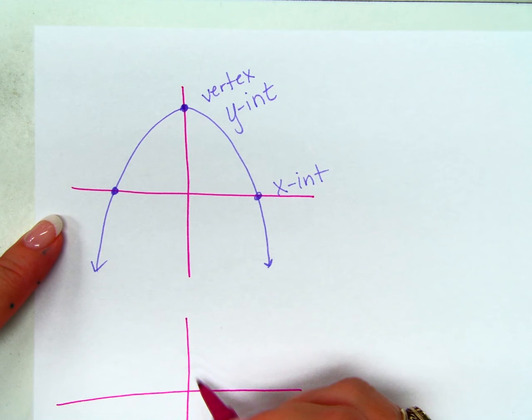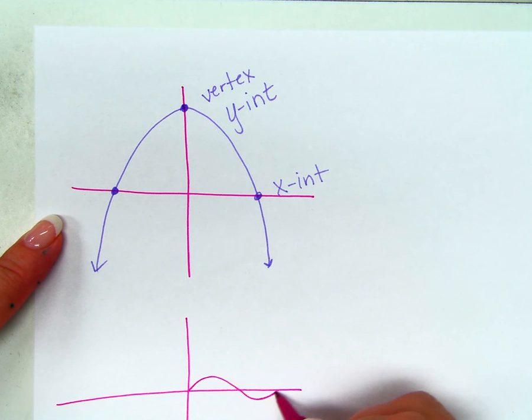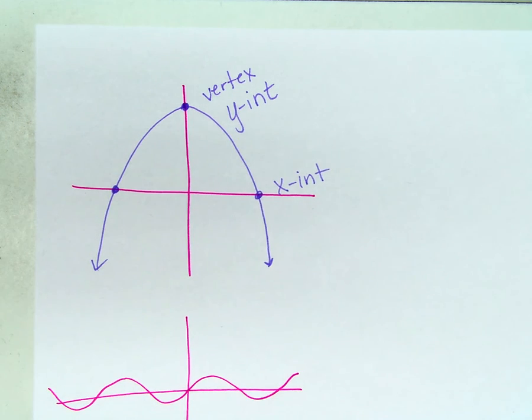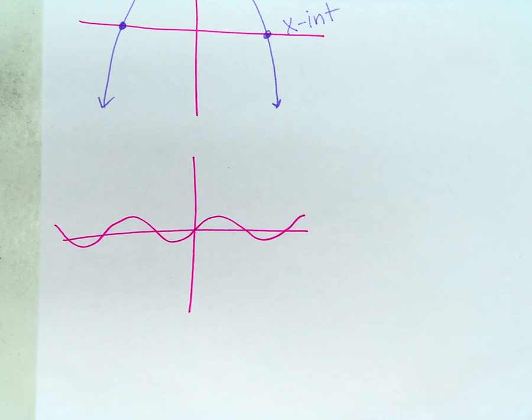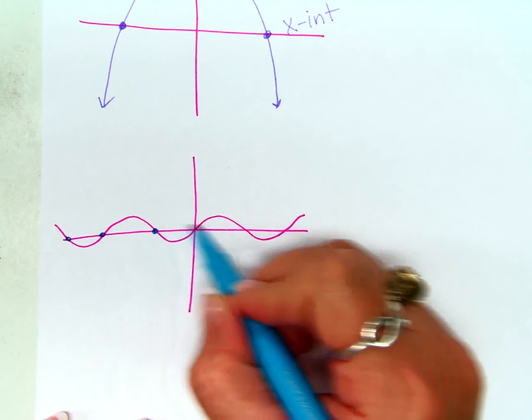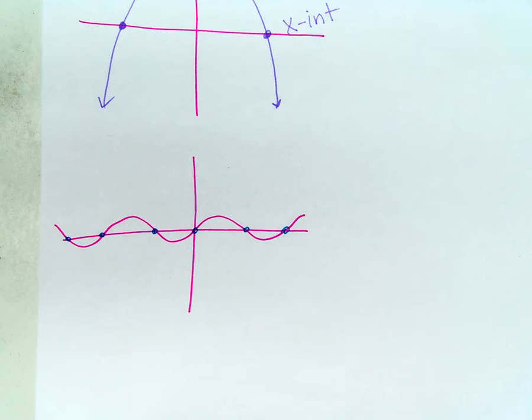There's a function that looks like this. How many x-intercepts does it have? Yeah, an infinite amount, right? It crosses the x-axis right there, and right there, and right there, and right there, and right there. Okay?